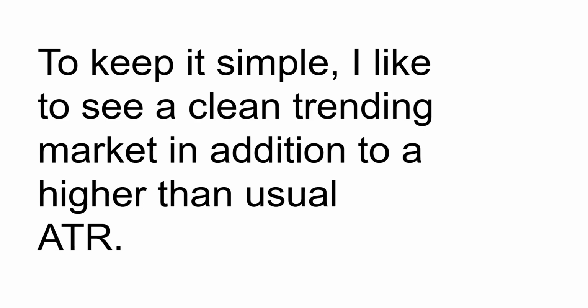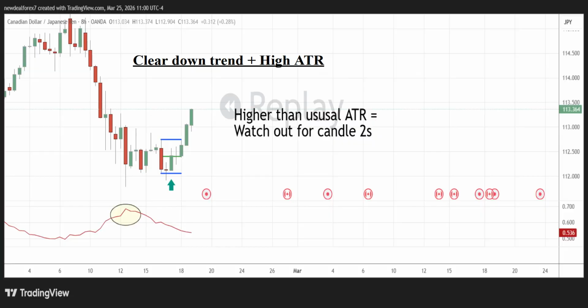To keep it simple, what I like to see is a clean trending market and the ATR being higher than normal. That tells me that it could be setting up for a possible candle two and then a candle three at the most. I'm not talking about trading the trend. I'm talking about just getting one good candle three. So here's an example. Here we have a clear downtrend, obviously, because the candles are moving down. This is an 8 hour chart because I trade the 8 hour chart. If you use 4 hour, daily, whatever candle you're looking for candle three on, that's what chart you should be looking at to see possible candle twos.